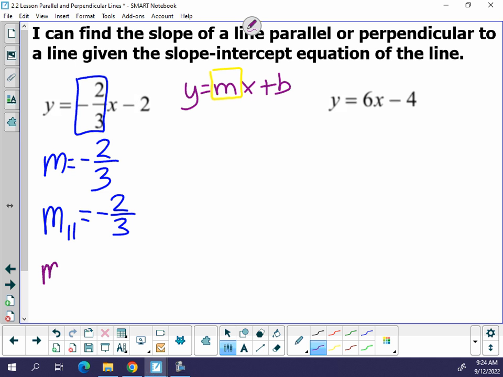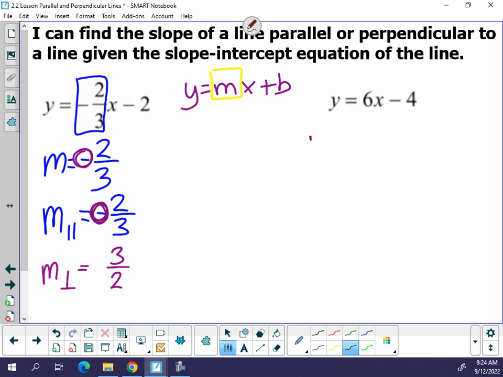Any line that's perpendicular, any line that's going to intersect that line once and make a right angle, is going to have a flipped fraction. So we'll flip this over and make it 3 over 2. And then we're going to change its sign. So the sign for this entire fraction of our original slope was negative. And so we will have a positive slope for our perpendicular slope. So we don't have to put any signs there. We just assume it's positive.